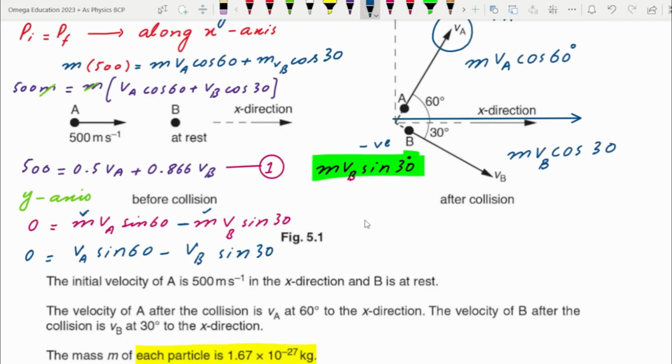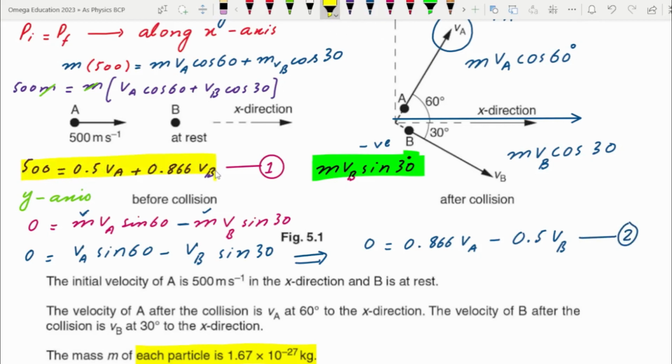Then let us insert the values. So this one would be 0 equals VA sine 60 is 0.866 VA minus 0.5 VB. So this is your second equation. So I'm going to highlight the main equations. This is your first one, and this is your second one.